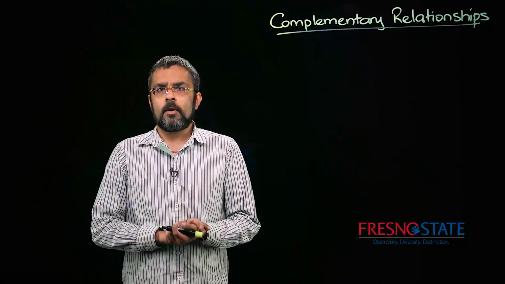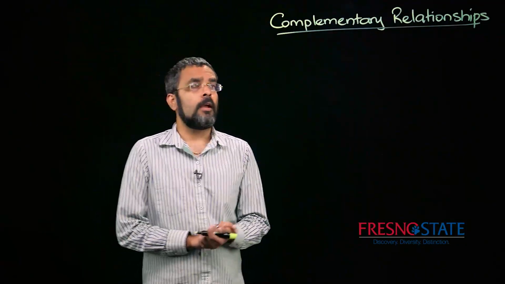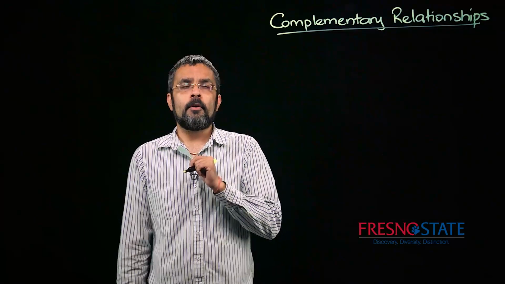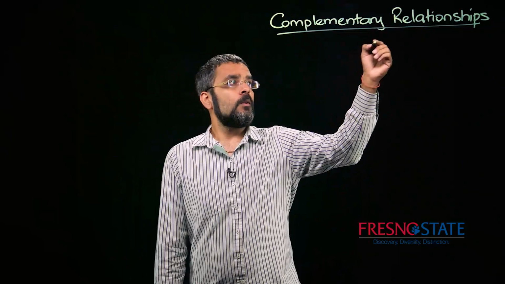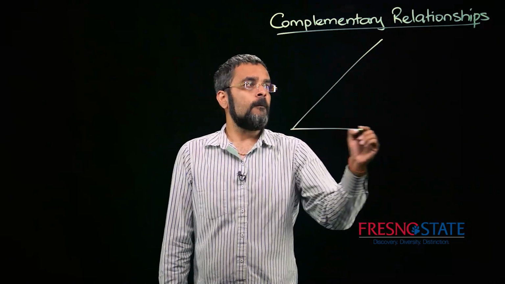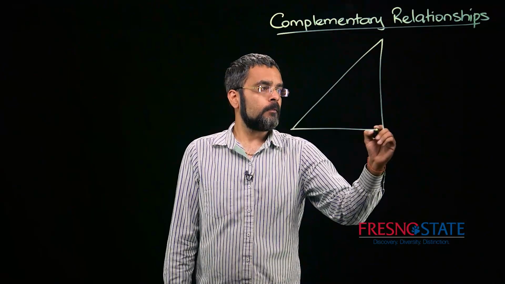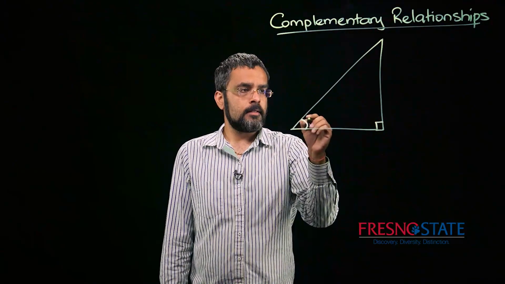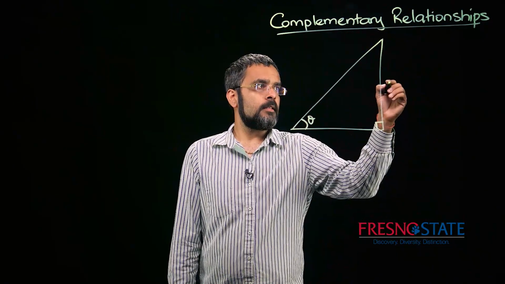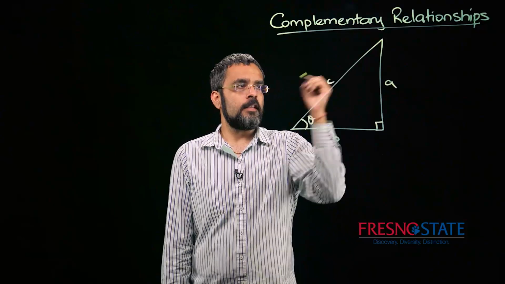We're going to look in this video at complementary relationships. If you remember what complementary was, two angles are complementary if they add up to 90 degrees, right? So let's think about this triangle here. Let's say this is theta, and let's say this is A, B, and C.